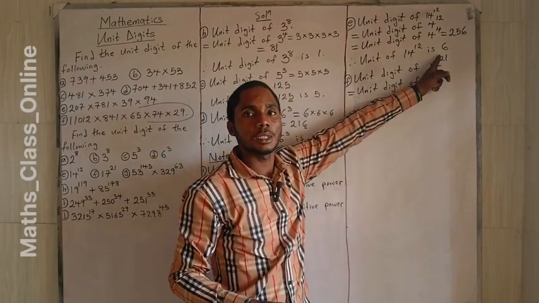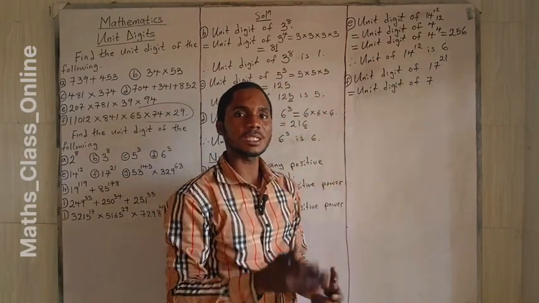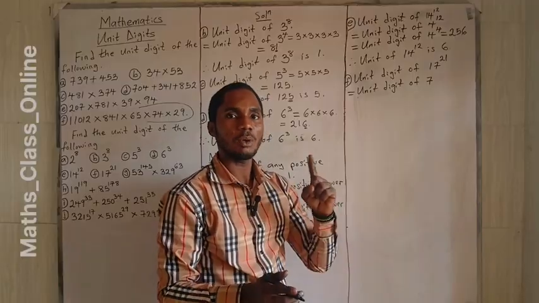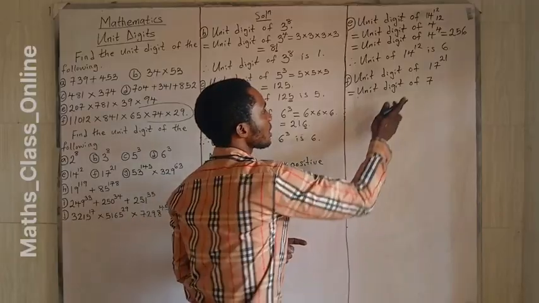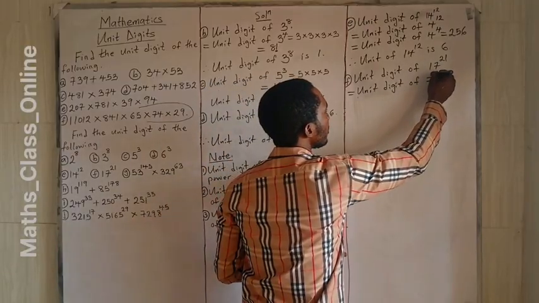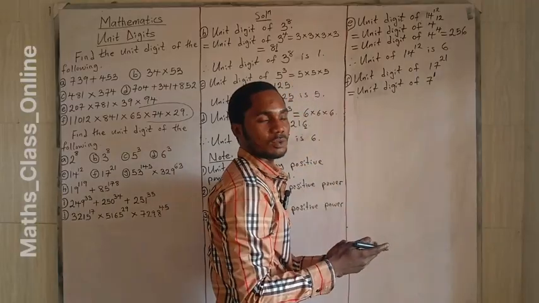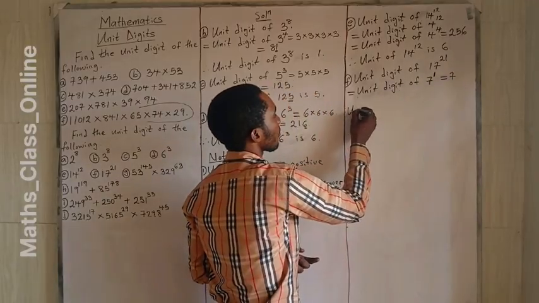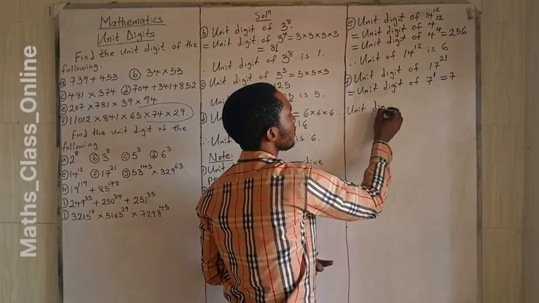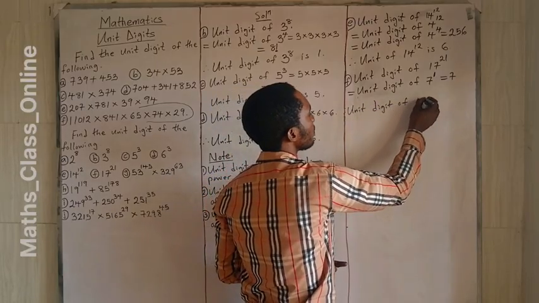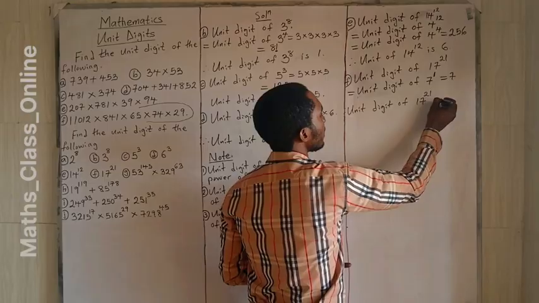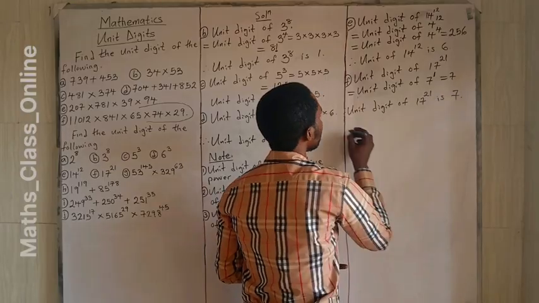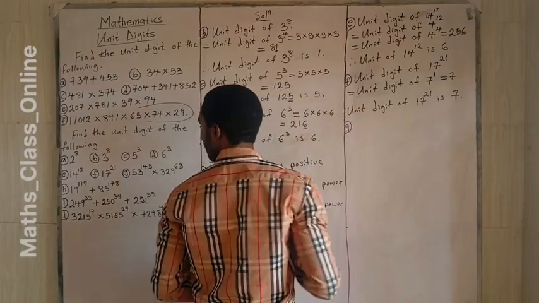Now the power. 21 divided by 4. That is 5, remainder 1. We are going to make use of the remainder. That is 7 raised to the power of 1. And 7 raised to the power of 1 is what? That is 7. This means that the unit digit of 17 raised to the power of 21 is 7. Next example.